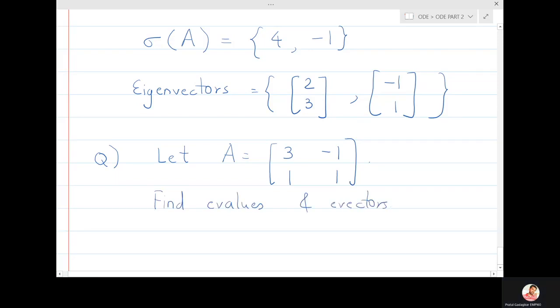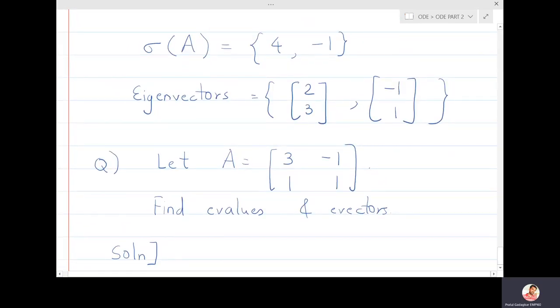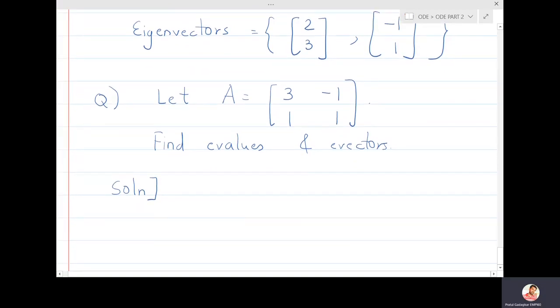Now in this problem we will see what happens if the eigenvalues turn out to be the same number. In the above problem, you see the eigenvalues were 4 and minus 1. That is why we got two different eigenvectors. Now in this problem, we will have a repeated eigenvalue. We have two eigenvalues which are the same.